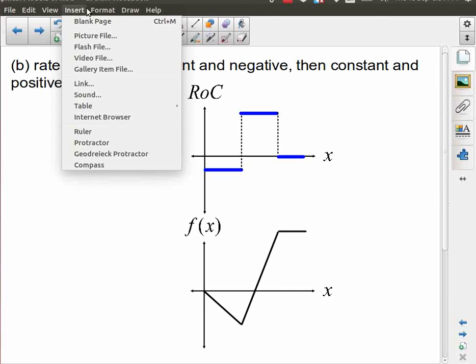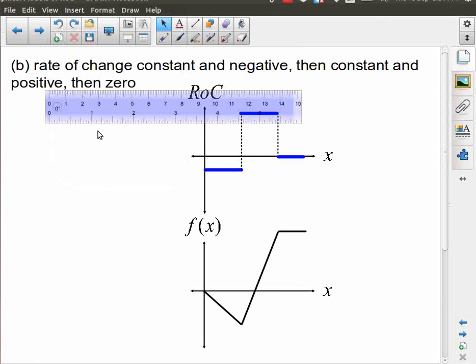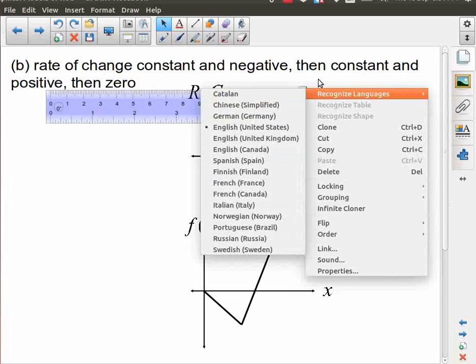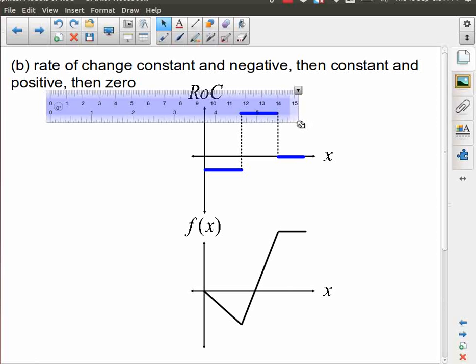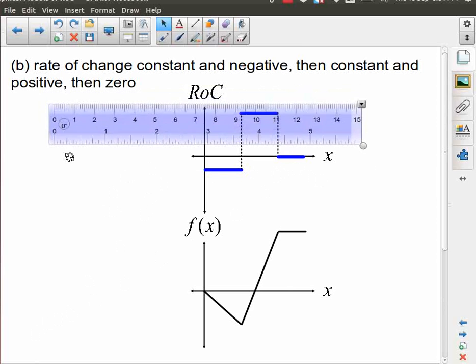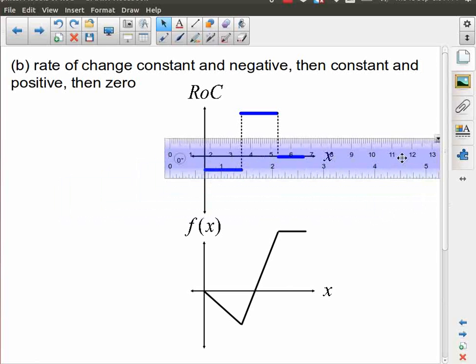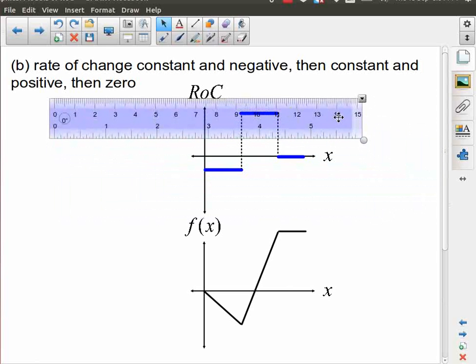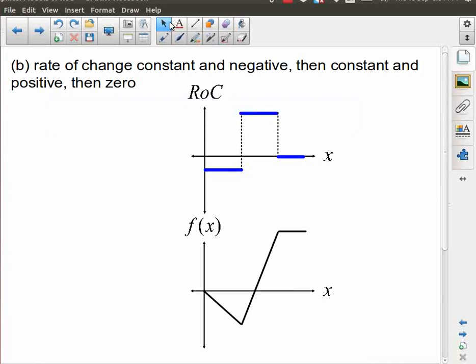For example, I think I've got a ruler available. So you might just decide to, let's see if I can rotate this easily. Doesn't look like I can rotate this easily, so I'm not going to. So this is the advantage of being in the real world. You don't have to deal with things like this. Okay, so let's get rid of that. So there we go. Knowing this rate of change gave me this graph. Now you have different variations depending on what values you choose for your rate of change there.